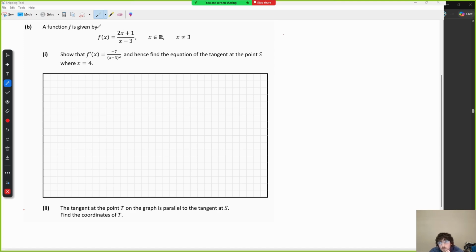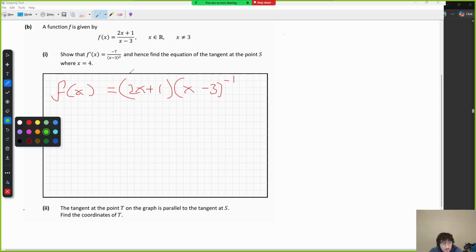What people would do most of the time is use a quotient rule here, but if you've watched my previous video, I love using the product rule all the time by writing them like this. You can bring the bottom up like such, and then just use the product rule, u and v. So u equals 2x plus 1, v is x minus 3 to the power of minus 1.